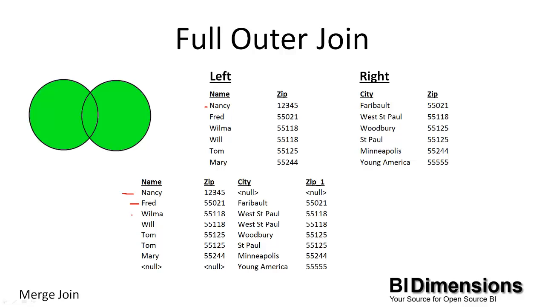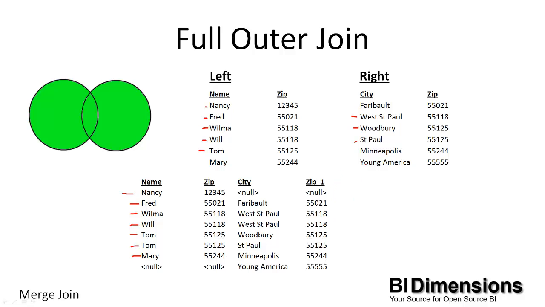When we do the left join, Wilma and Will match up to West St. Paul, 55118. Now if we look at Tom here, you'll see that he shows up twice, and he's showing up twice because we have both Woodbury and St. Paul that match to 55125. We also have Mary in Minneapolis, which is just a straight match.